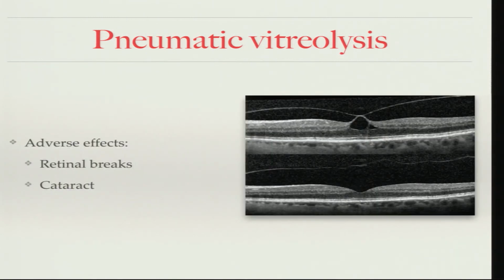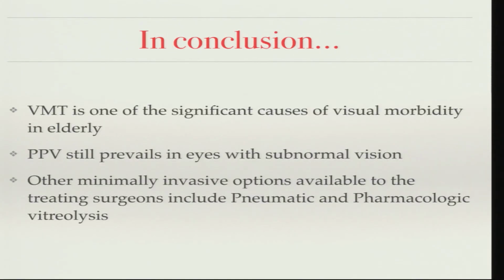The common adverse effects reported in all the papers are retinal breaks and cataracts, but the incidence is very, very low compared to the other studies. So in conclusion, VMT is one of the significant causes of visual morbidity in the elderly. PPV still prevails as the main treatment in eyes with subnormal vision, and other minimally invasive techniques should be taken into consideration. Thank you.